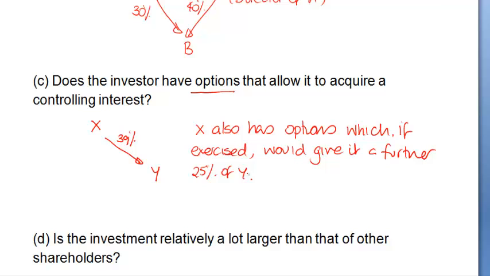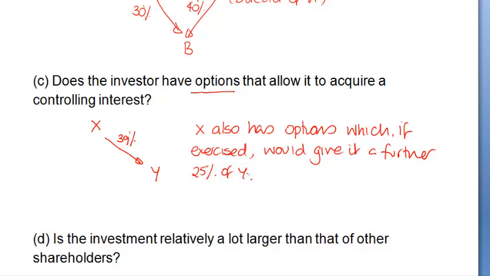X says, I own 39%, so therefore I want to treat it as an associate. The great thing about treating an investment as an associate is that it's a single line, isn't it, in the group statement of financial position, and all of the liabilities of the associate don't appear. So therefore debt doesn't appear, and it's great for gearing.